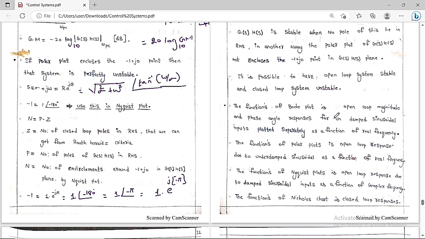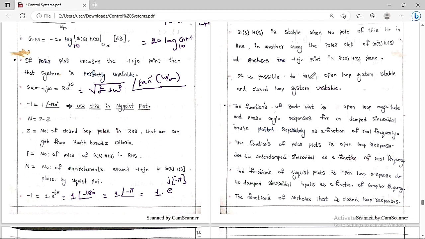In simple words, you can listen carefully. Open loop transfer function G(s)H(s) is said to be stable when no pole of this is going to lie in the RHS of s plane. In another way also we can say the polar plot of the open loop transfer function G(s)H(s) should not enclose the minus 1 plus j0 point in the G(s)H(s) plane. If it is not going to enclose, we can say it is stable. If it is going to cross this minus 1 plus j0, we say it is marginally stable. If it is going to enclose the minus 1 plus j0, the system is said to be unstable.